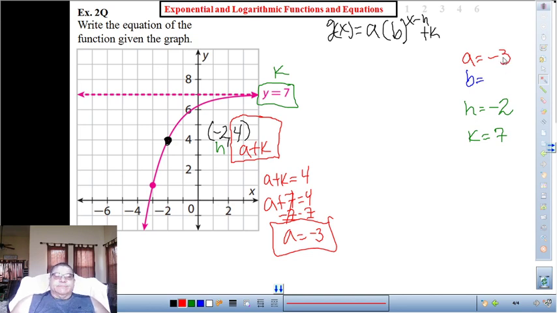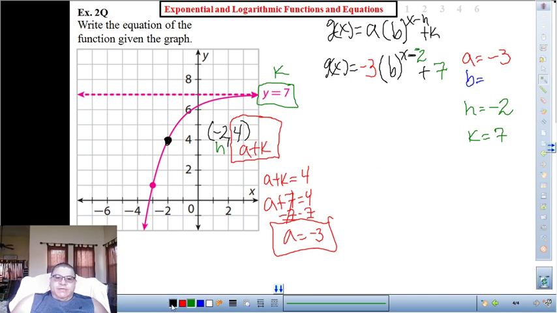Alright, there it is. So let's take all those values and substitute them into the original function. We end up with g of x equals negative 3 times b to the power of x minus, what was h? H was negative 2, so negative 2, plus k. What was k? 7.